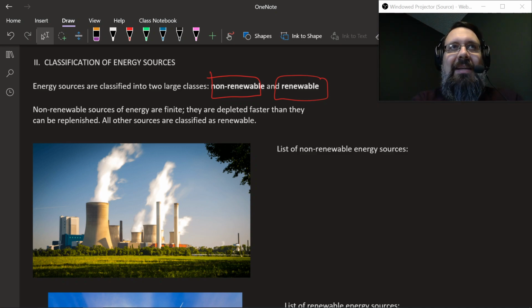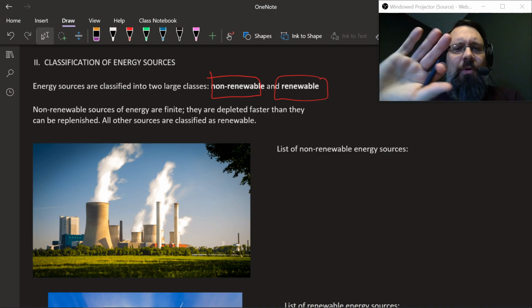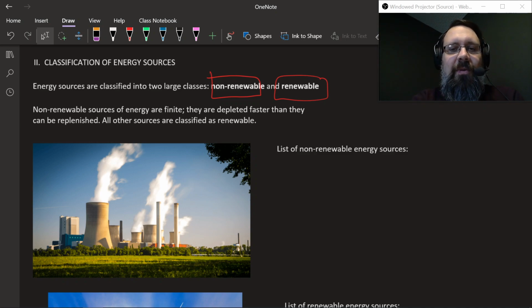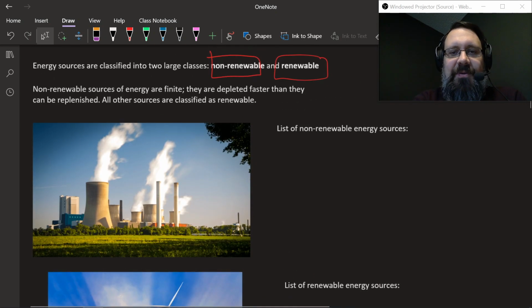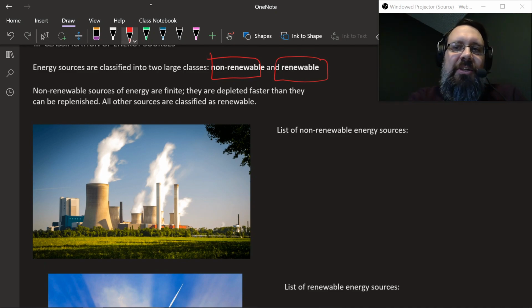So basically, the idea is that non-renewable sources are finite in the sense that they're depleted faster than they can be replenished. So we are extracting energy from this source faster than nature can replenish it. And so all other sources are classified as renewable. So let's look at some examples. What are some non-renewable energy sources? You guys can just shout them out and I'll write them down.